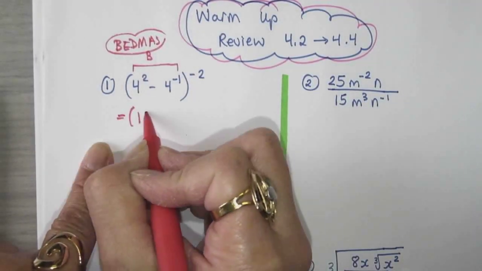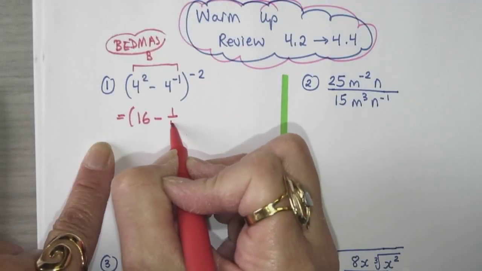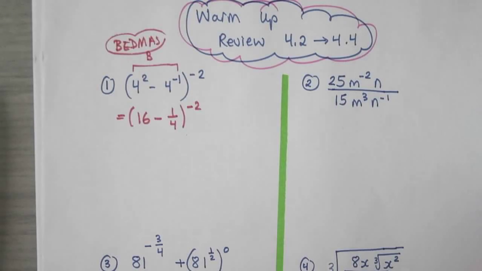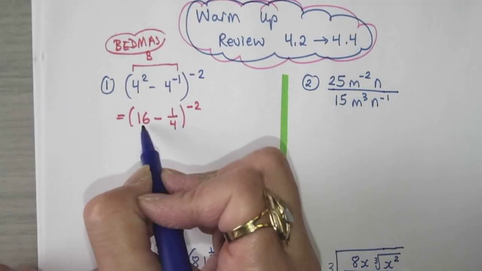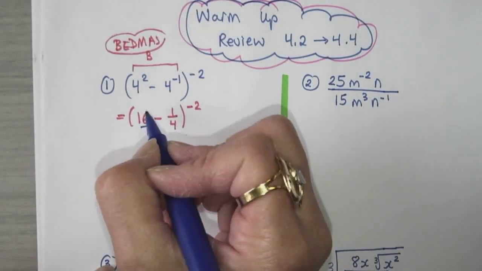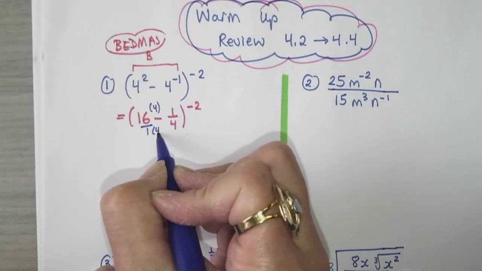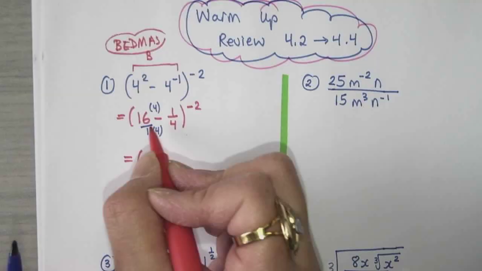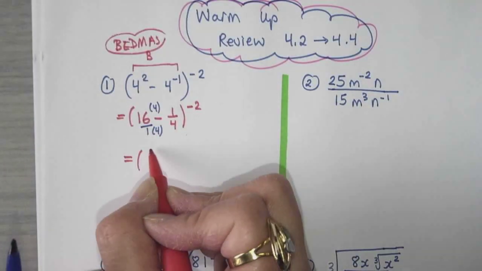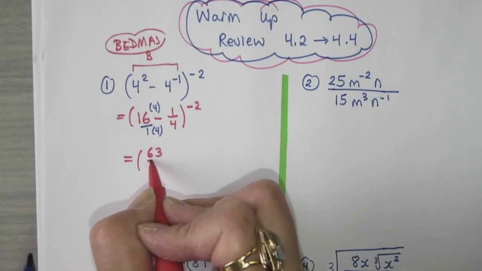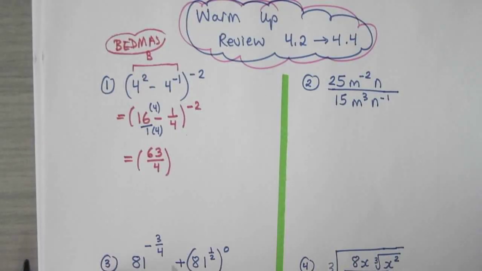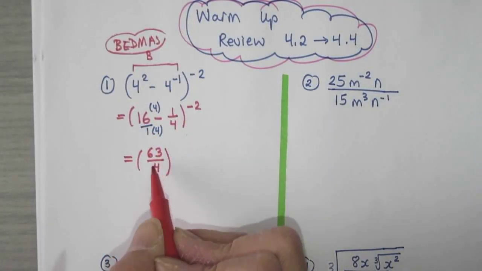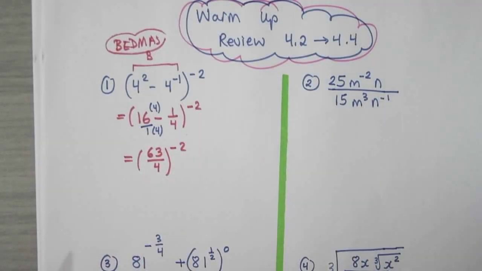We're going to go 16 minus, and that's 1 over 4 to the negative 2. So I'm leaving the negative 2 there. We're going to put this over 1 whenever you do fractions. So we're going to multiply this by 4 to get the lowest common denominator. And we're going to go 64 minus 1. You can do that in your head if you want. I noticed some people are doing that. So 63 over 4, is that okay? You don't have to show the middle step there. So it's 4 times 16, 64 minus 1, so 63 over 4 to the negative 2.